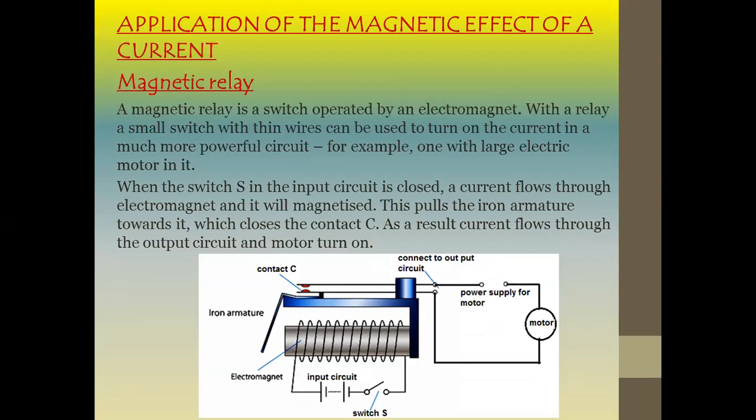The electromagnet is here. Whenever current is flowing through the electromagnet, the iron armature will be attracted towards the electromagnet and the contact C will be closed. So the motor will be started as the circuit will be closed for it.